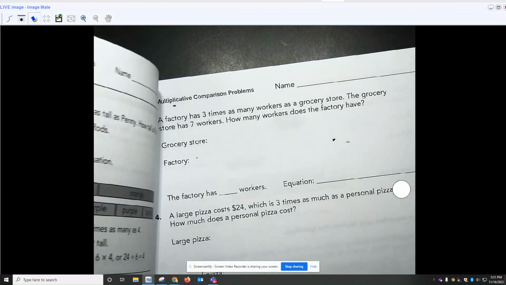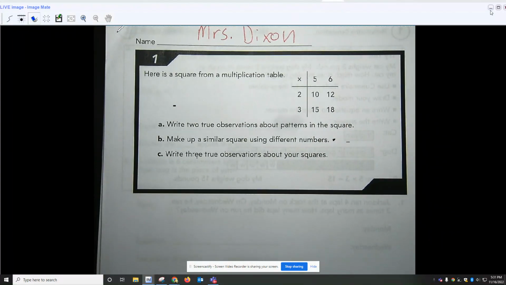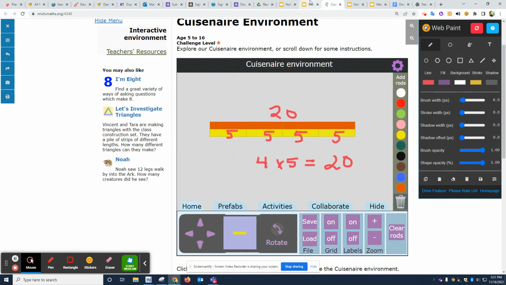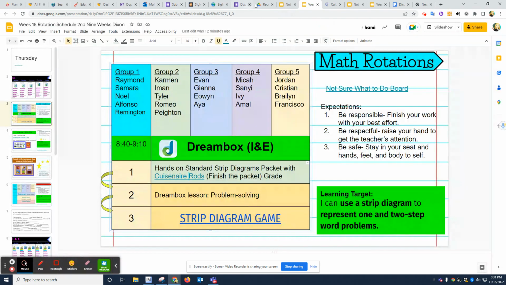So good luck. Remember, you can watch any part of this video again. After you have finished this, I would like you to do Dreambox, or you could do the strip diagram game, or another option would be the pre-algebra games that I put on Google Classroom in the stream.